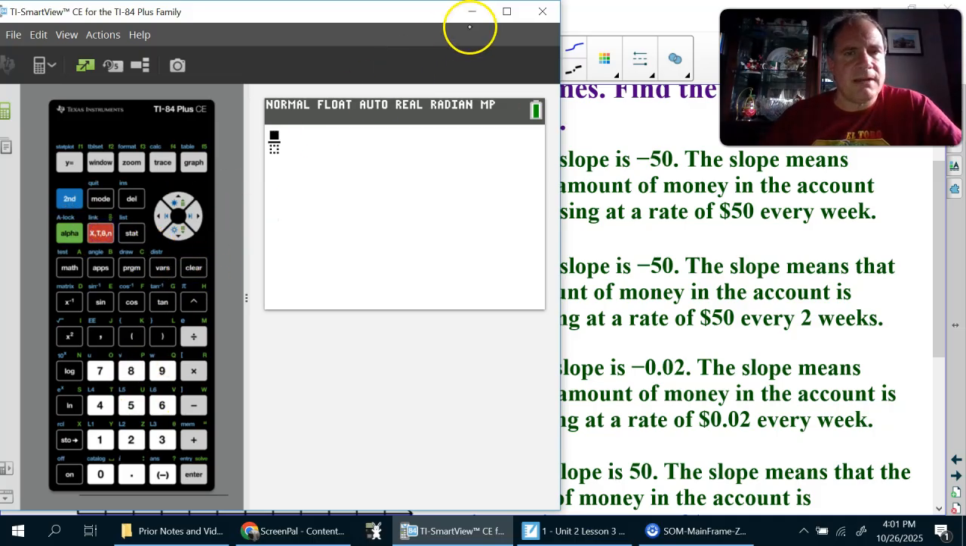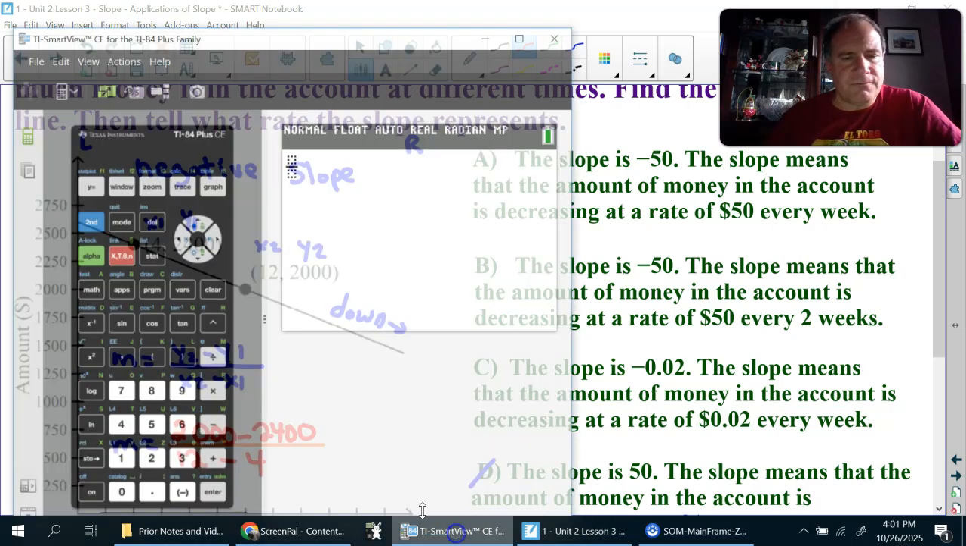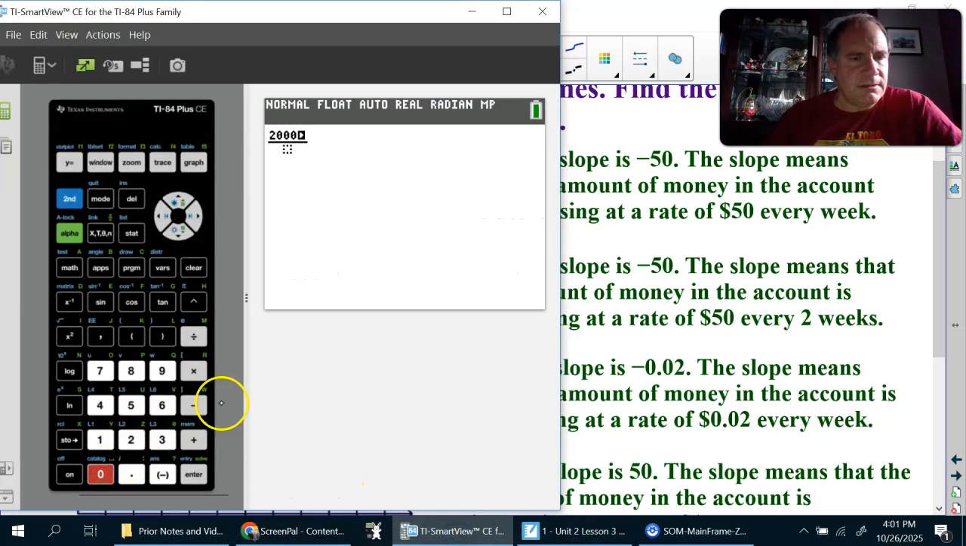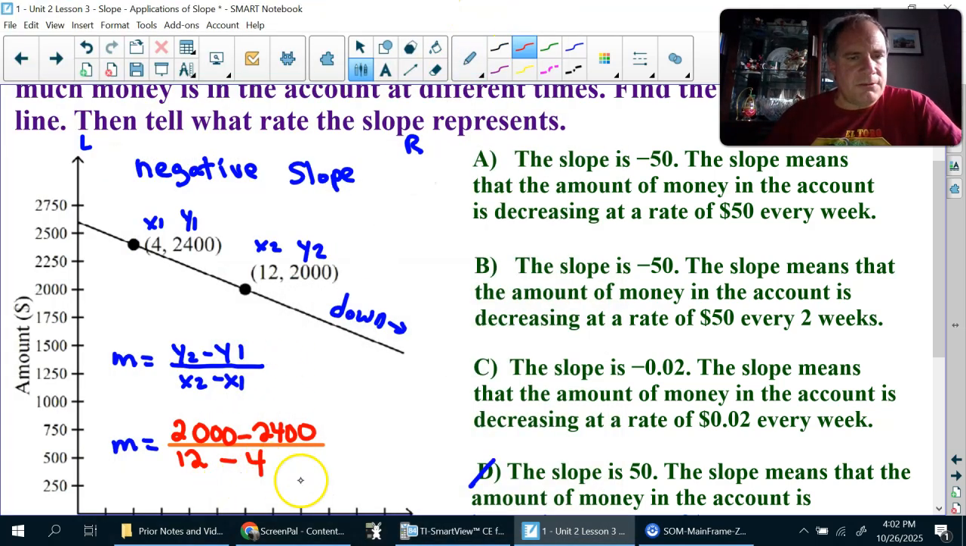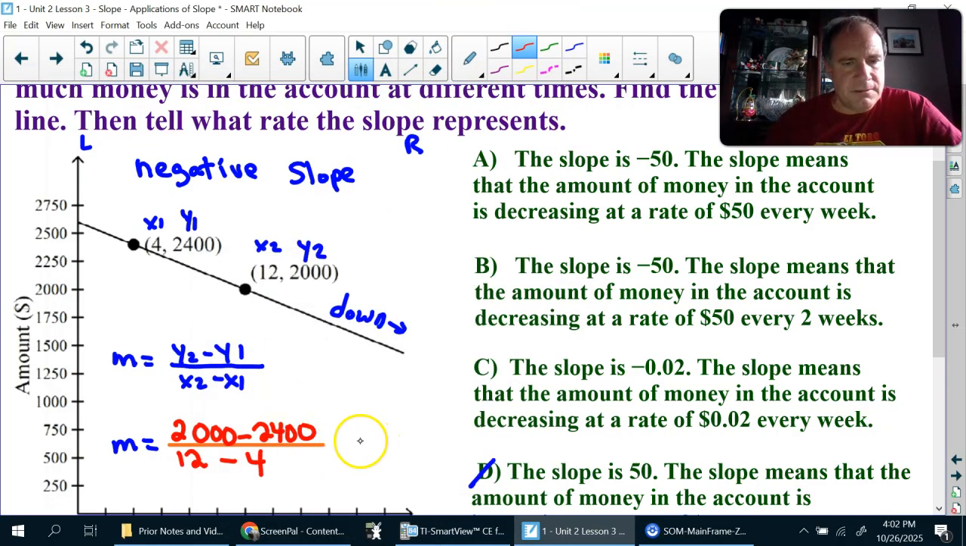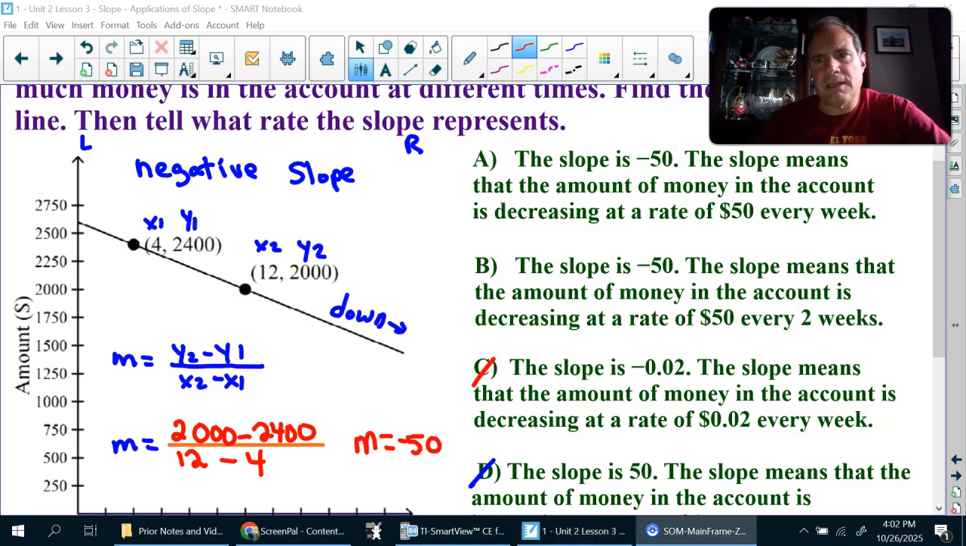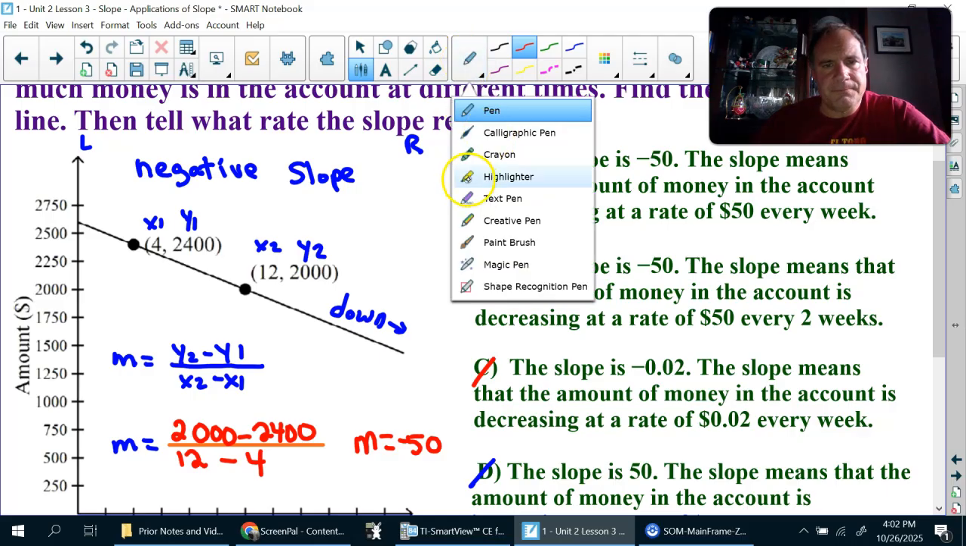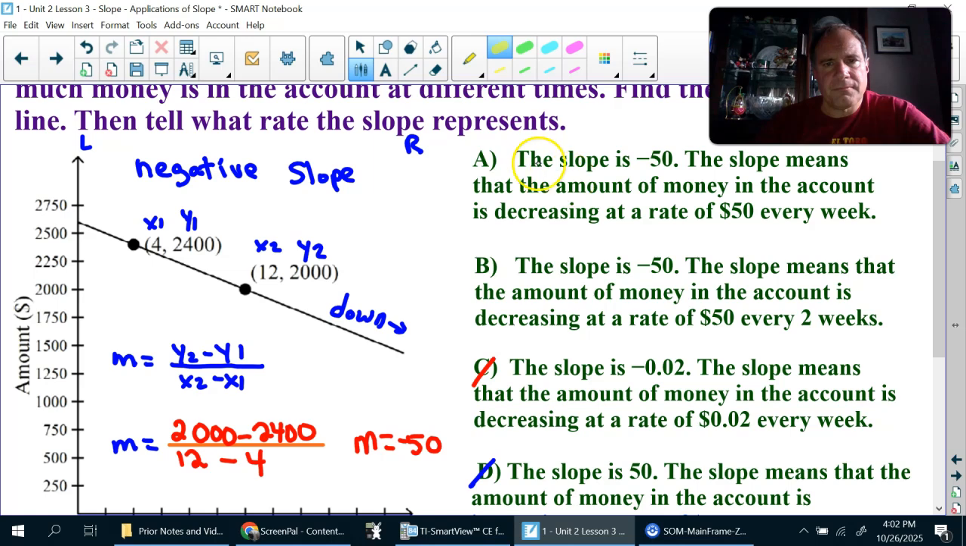So I'm going to put 2,000 minus 2,400 directly into my calculator as the numerator over 12 minus 4. Now I know that's going to come to a negative number, or it should. It is negative 50. So the m is negative 50. So that means this is out. So here we go. There's only 2. So the slope is negative 50.